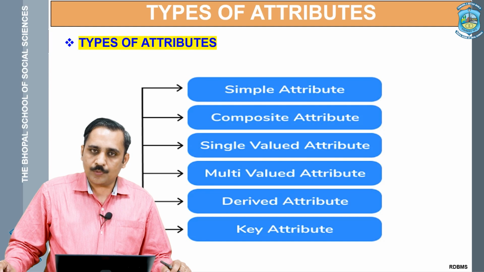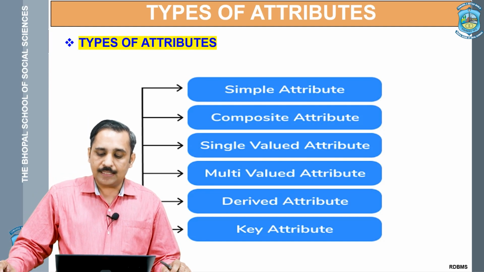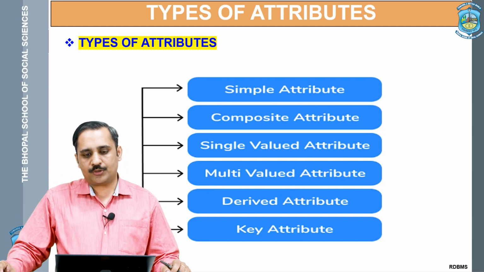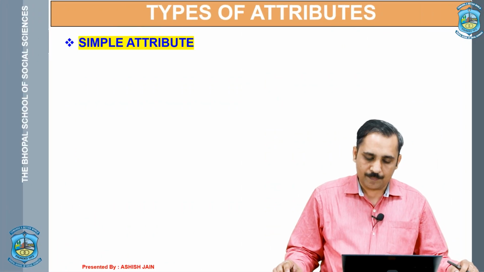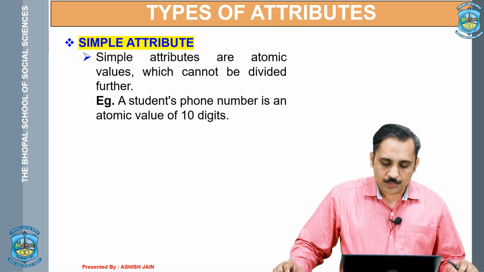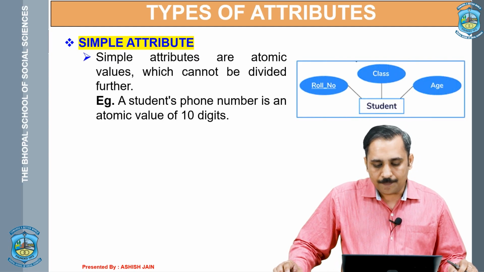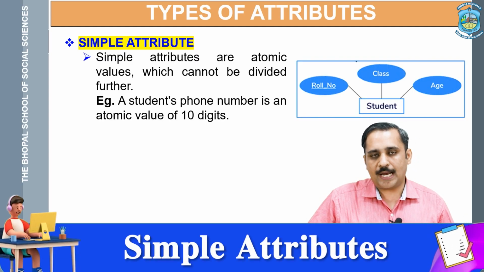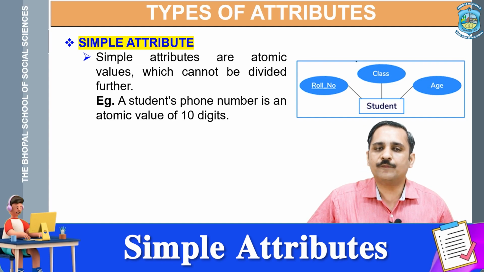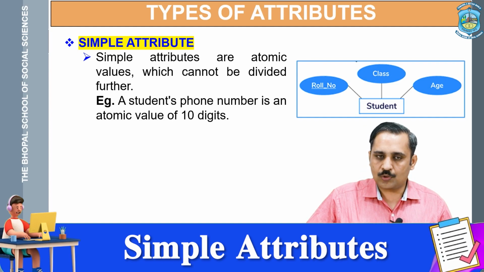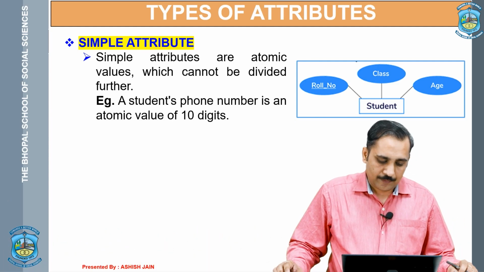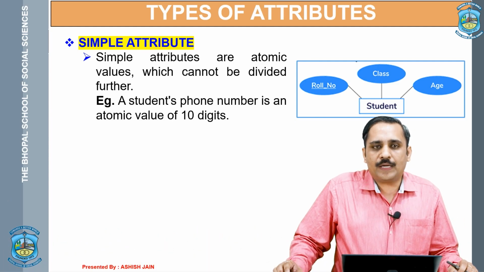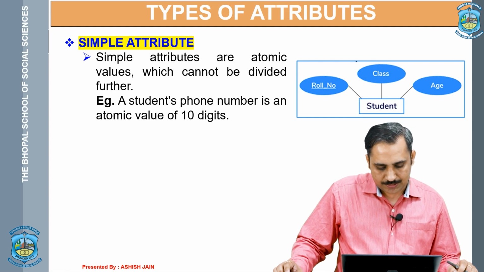We have simple attribute, composite attribute, single value attribute, multi-value attribute, derived attribute, and key attributes. Let us see them one by one. First is the simple attribute. As the name suggests, simple attributes are atomic values. Atomic means single. They have only one value for a particular column or property at a time, which cannot be further divided. For example, a student may have one phone number that contains 10 digits.